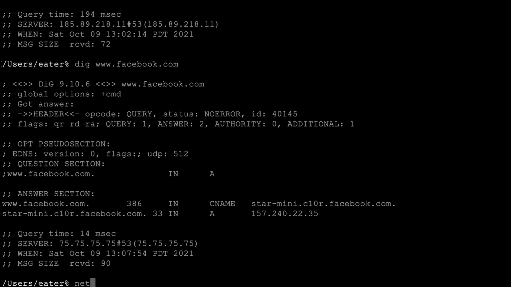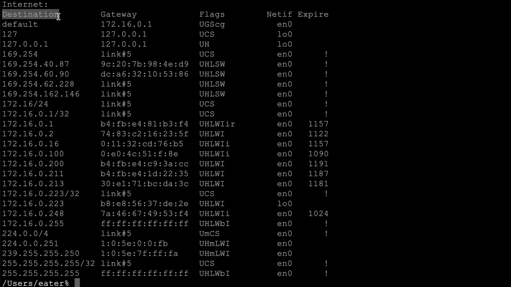Another way to look at this is to look at my computer's routing table. This shows routes to a bunch of different destinations. We can see we've got 172.16.0.223, and that's my computer's IP address. It says all 32 bits have to match. So my computer knows how to get to itself.